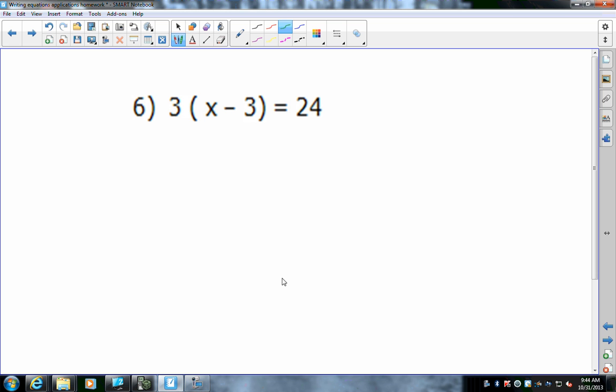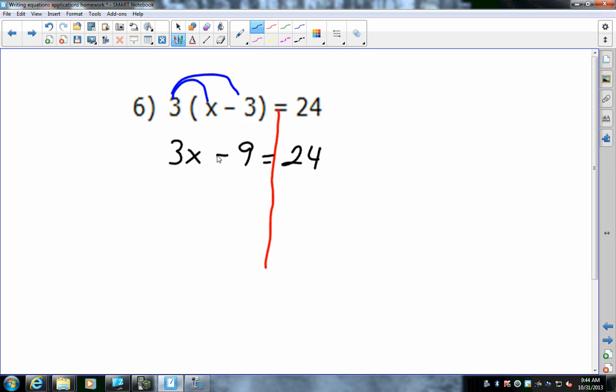Okay, let's remind ourselves on solving equations. We need to do the hippity-hoppity distributive property. 3 times x and 3 times negative 3. Yes, 3 times x is 3x. 3 times negative 3, negative 9 equals 24. Add 9 to each side. 3x equals 33. Divide by 3.